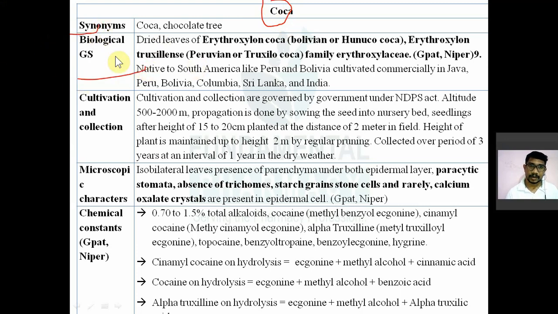Dried leaves of Erythroxylon coca. It is also known as Bolivian or Huanuco coca. Then there is another variety, known as Erythroxylon truxillense, that is known as Peruvian or Trujillo coca. Two varieties of coca are there: Erythroxylon coca is known as Bolivian or Huanuco coca, and Erythroxylon truxillense is known as Peruvian coca.